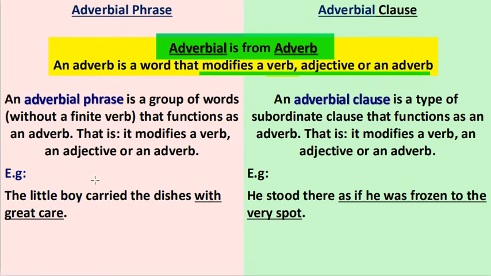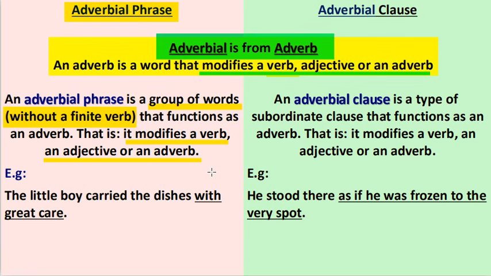Now that we know what adverbs do, we can easily transfer this knowledge to adverbial phrases and adverbial clauses. Let us shift our attention to the left side of the screen and discuss adverbial phrases. An adverbial phrase is a group of words without a finite verb that functions as an adverb. That is, it modifies a verb, an adjective, or an adverb. In other words, an adverbial phrase describes a verb, an adjective, or an adverb.